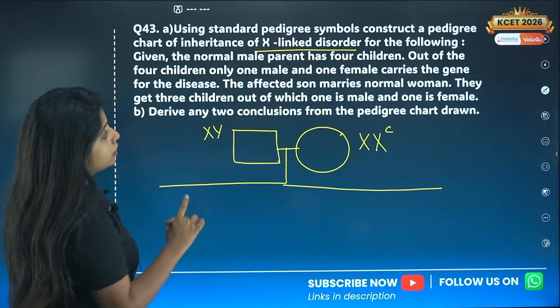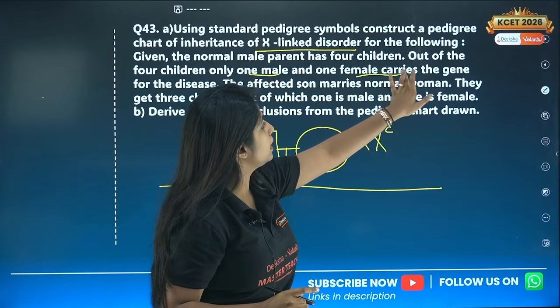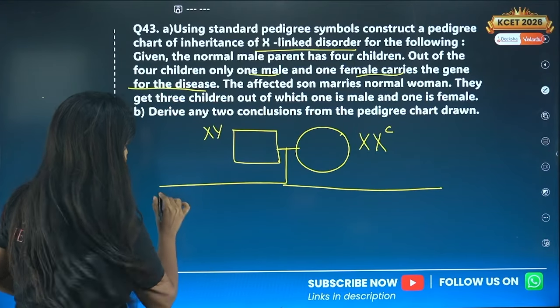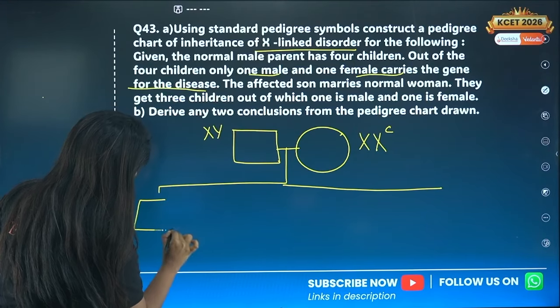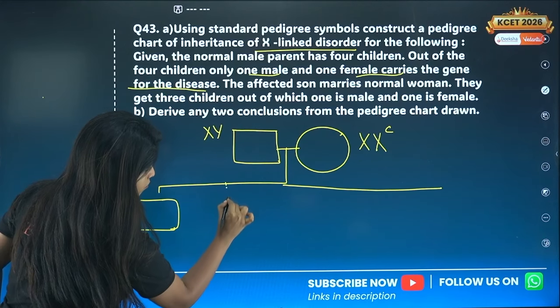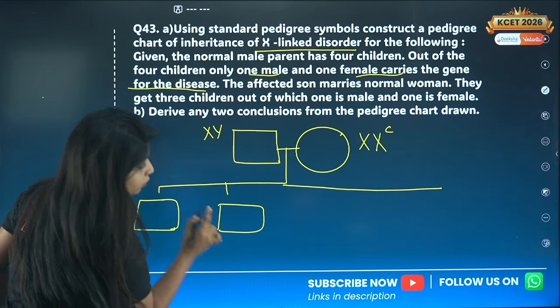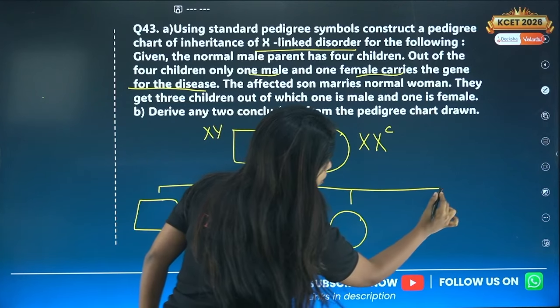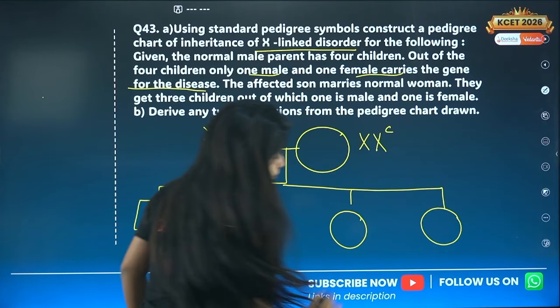Okay, out of the 4 children, 1 male and 1 female carries the gene for the disease. 1 male and 1 female. So 4 are there. So I can make randomly. I have been told 1 male and 1 female is there. So I know about that. Rest of the things I can draw randomly. So I have made 2 females and 2 males.